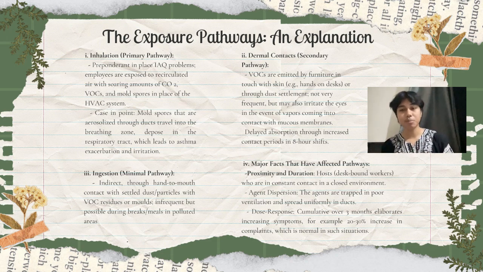After that, we have administrative control. This includes limiting the time workers spend in the affected areas, conducting regular air quality monitoring, and providing training and awareness to employees. Lastly is PPE, which is the least effective method. Workers can use masks like N95, especially during cleaning or when exposure cannot be avoided. So overall, the best approach is to focus on elimination and engineering controls rather than relying only on PPE.